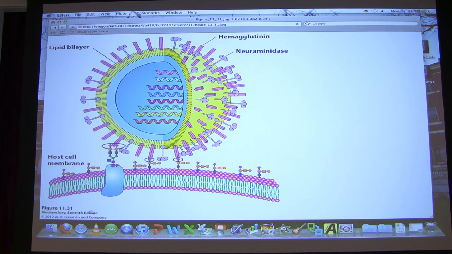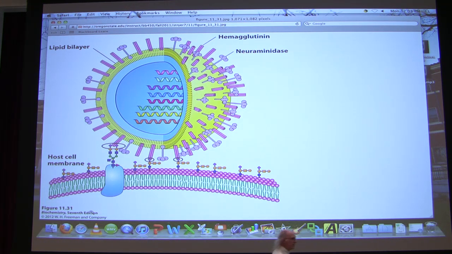Hemagglutinin, as its name implies, is responsible for the virus agglutinating, that is, attaching itself to a blood cell, heme referring to the blood cell. Hemagglutinin is a protein that recognizes and binds to a specific carbohydrate residue on the surface of a red blood cell. You can see it's projecting all around this virus, basically waiting to latch on to the appropriate carbohydrate residue on the surface of a blood cell.